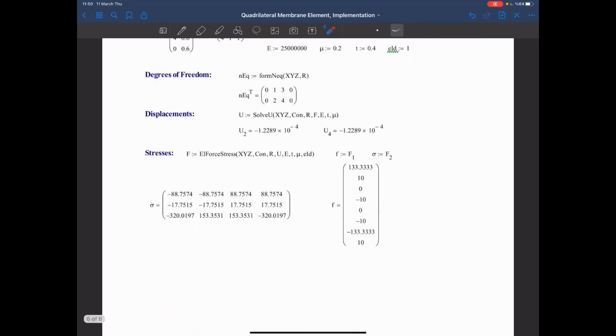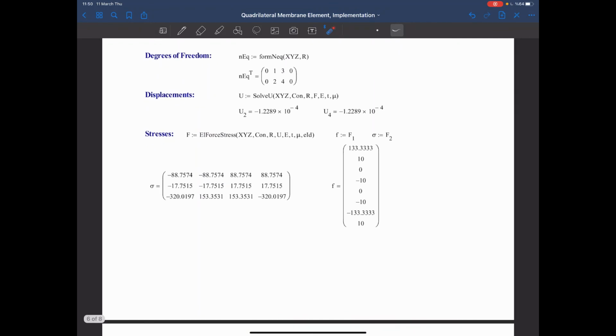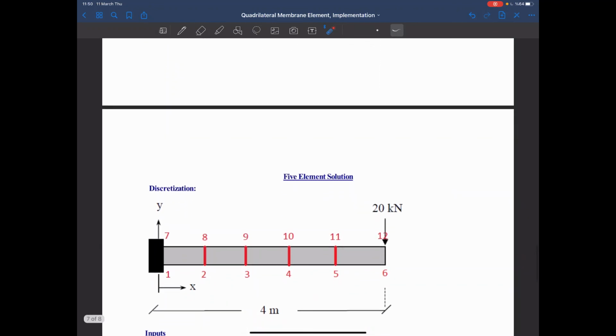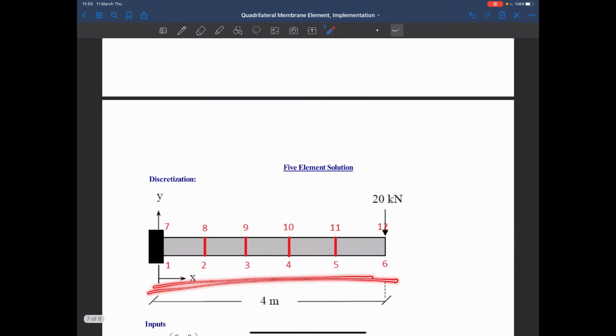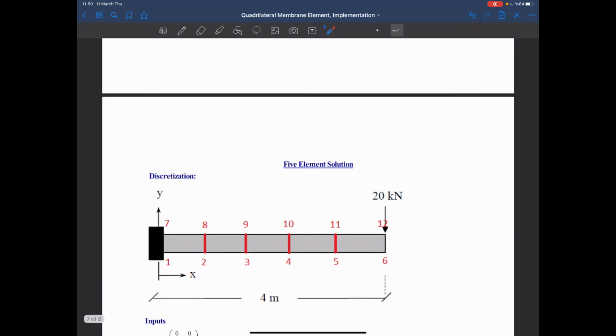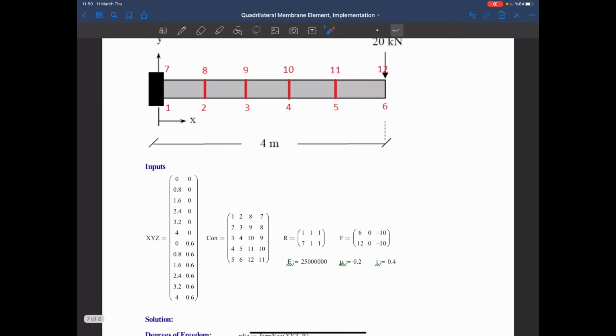But we know that in the finite element solution, if we use more elements, we will converge to the solution that we are looking for. So let's do that. In that case, let's use 5 elements now. This is the discretization. I got 1, 2, 3, 4, 5 elements. And this is the coordinate matrix and the connectivity matrix. So we are following a counterclockwise order for each element.